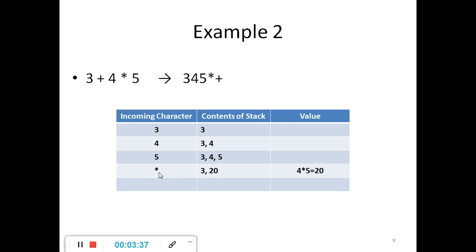Once I encounter the next character, which is the star operator, then we perform the first pop operation that gets us 5. Second pop operation gets us 4. So 4 times 5 is done to give an answer of 20. Now this answer is once again pushed back onto the stack. So right now the top of stack consists of the data 20.